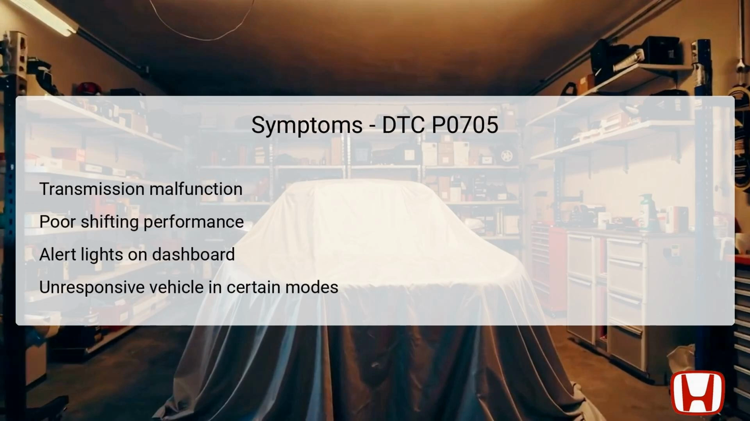The symptoms associated with DTC P0705 can significantly affect vehicle performance. Drivers may notice a malfunction or delay in the transmission's shifting capabilities, leading to a rough or erratic driving experience. The dashboard may illuminate warning lights, alerting the driver to a potential issue in the transmission system. In more severe cases, this code can result in complete unresponsiveness from the vehicle when attempting to shift into certain modes. This condition poses safety risks and needs immediate attention to prevent further complications. Recognizing these symptoms can lead to quicker diagnostics and effective repairs.